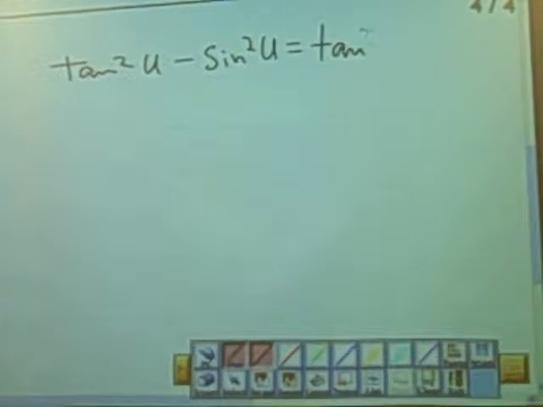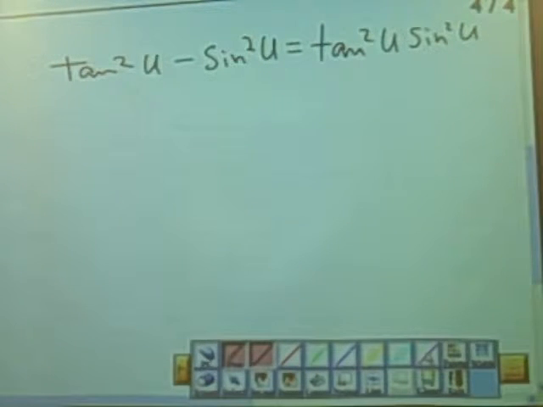Okay, let's say we have tangent squared u minus sine squared u, and we want that to equal tangent squared u sine squared u. So here we have a minus sign in between, so you want to try to simplify that to where it's all just multiplication and division.